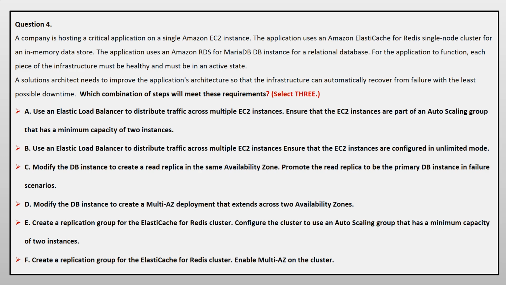D. Modify the DB instance to create a Multi-AZ deployment that extends across 2 Availability Zones. E. Create a replication group for the ElastiCache for Redis cluster. Configure the cluster to use an Auto Scaling group that has a minimum capacity of 2 instances. F. Create a replication group for the ElastiCache for Redis cluster. Enable Multi-AZ on the cluster.